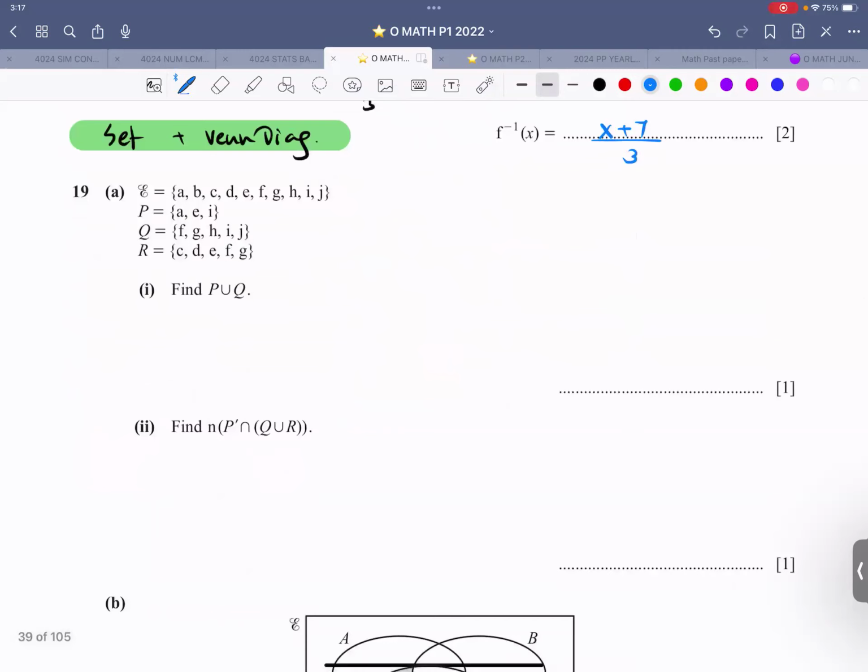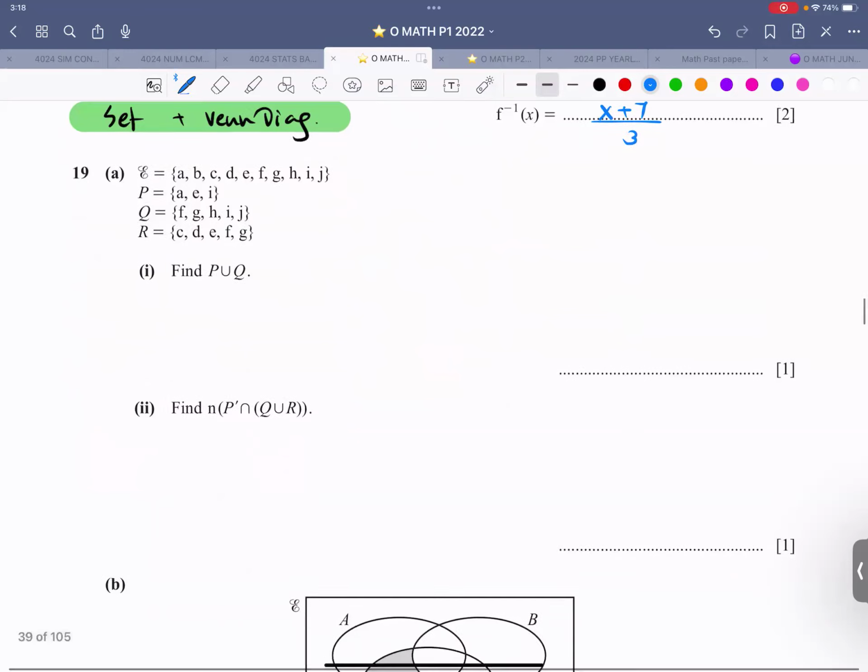We are dealing with P, Q, R, and we also need P complement. So let me first write P complement. So P complement is B, C, D, E is there, F, G, H, I is there, and J, because I'm needing this for this part. Now, first of all, find P union Q.